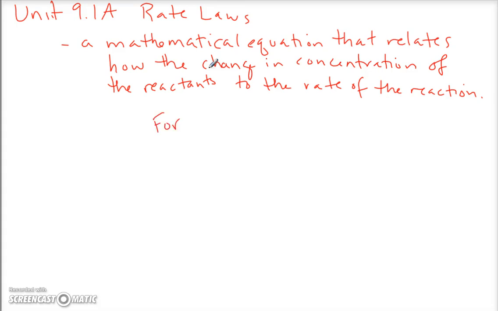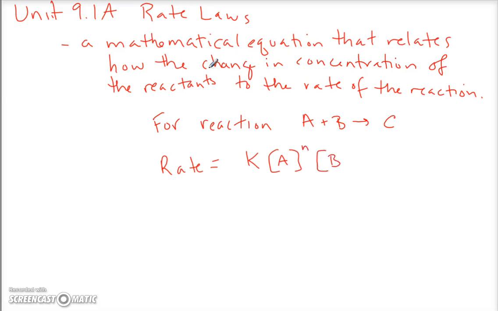So, for example, for the reaction A plus B turns into C, the rate law looks like this. This is a generic rate law. Rate is equal to the rate constant K times the concentration of A raised to the power of N times the concentration of B raised to the power of M. Products are not included because it is the reactants that dictate how fast the reaction will happen.